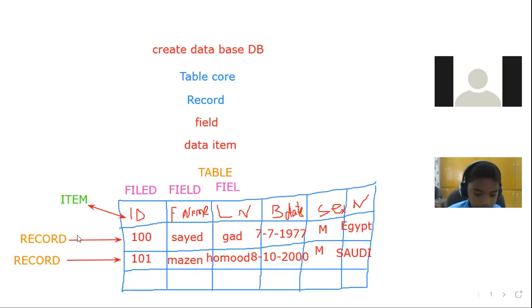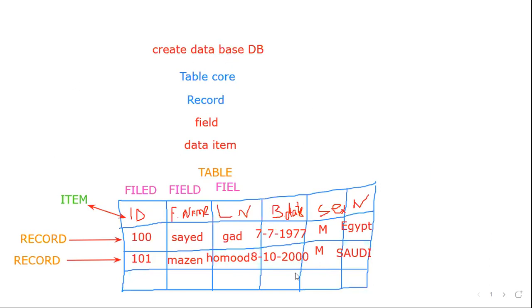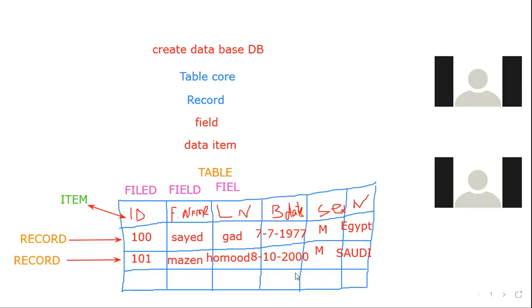Again, what is a database? A database is a system for organizing data. A database must have a table. The table is our core for any database. So if you don't have a table, you cannot create any database.